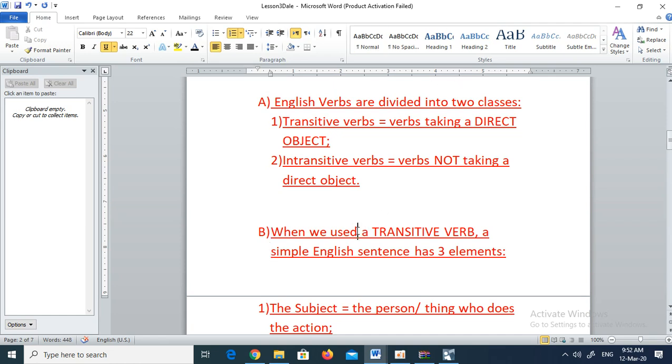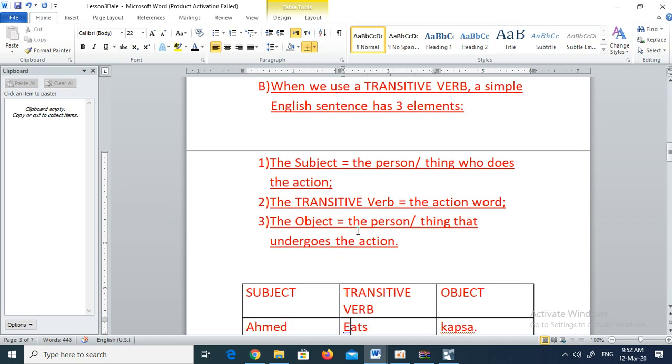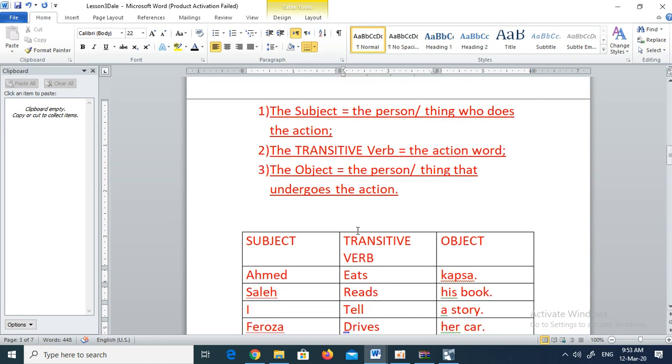When we use a transitive verb, a simple English sentence has three elements. The first element is the subject, and the subject is the thing or the person who does the action. The second element is the transitive verb, which is the action word. And the third element is the object, which is the person or the thing that undergoes the action.